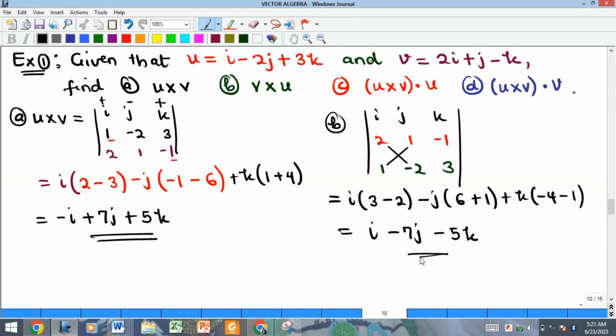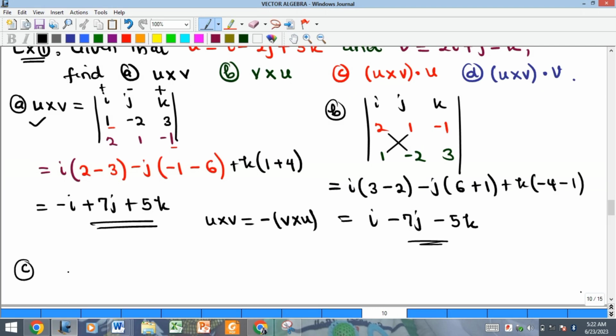So this eventually shows us that the direction of this is just what has changed. That your U cross V is actually equal to negative V cross U. Okay, they are in opposite direction, but of course their magnitude is the same. If you check the magnitude, you're going to get the same value.